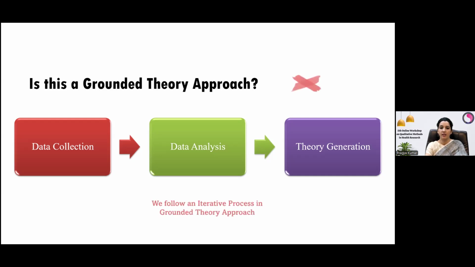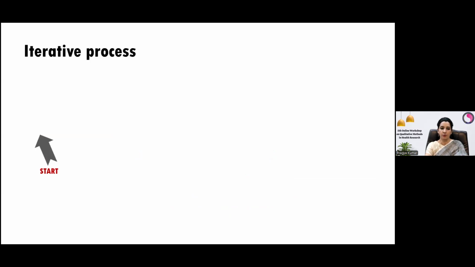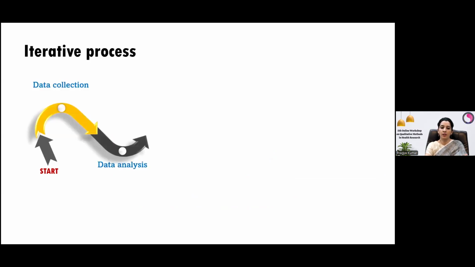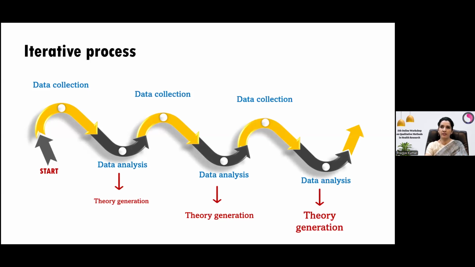Yes, you are right. So it is not a grounded theory approach, rather we follow an iterative approach. So how is the iterative approach done? We start with the data collection and we do the data analysis. Then we go to the theory, we generate some theory. We again go for data collection, we again have some change in that theory, and then again we go for data collection. And then again we come up with the final theory. This process goes on till you are satisfied with the theory you have generated from your data.